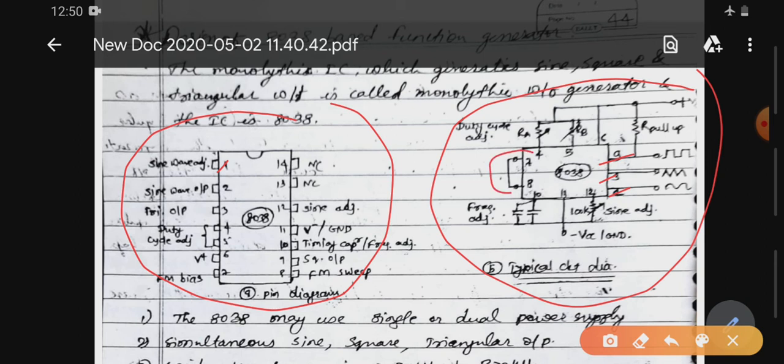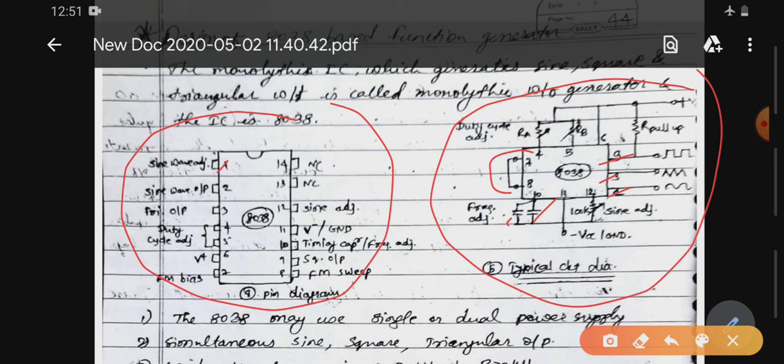To pin number 10, different capacitor values can be connected, which are used for frequency adjustment. So what are the different frequency ranges? Suppose 1 kilohertz to 10 kilohertz, one capacitor can be used. Then 10 to 100, another capacitor value can be used. Then 100 to 1 megahertz, the next capacitor can be used. So an array of capacitors can be connected to pin number 10, and a selector switch can be used to select the different capacitor values so that different frequency ranges can be selected. So pin number 10 is frequency adjust, to which external capacitors are connected for the different frequency ranges.